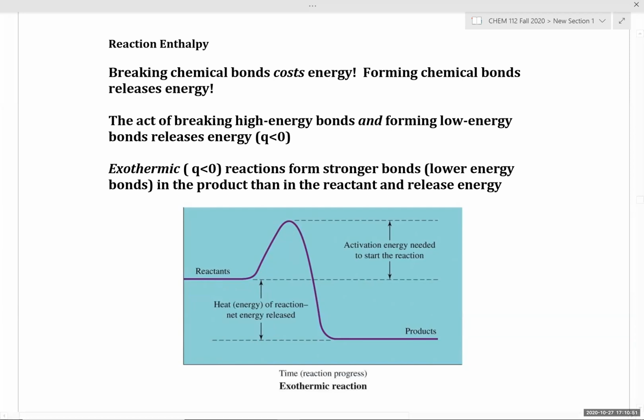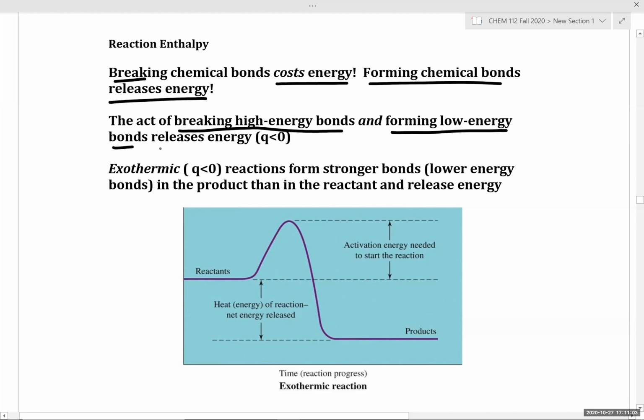Fundamentally, breaking chemical bonds costs energy, and forming chemical bonds releases energy. So the act of breaking high energy bonds and forming low energy bonds in turn releases energy. So exothermic reactions form stronger bonds or lower energy bonds in the product than in the reactant. And in turn, exothermic reactions release energy.